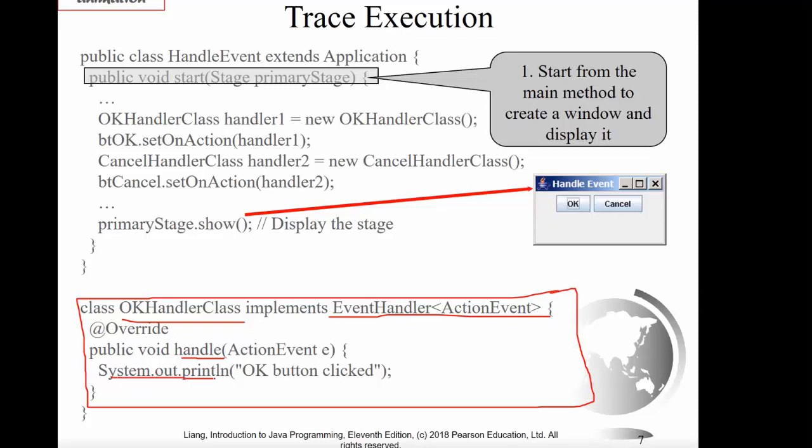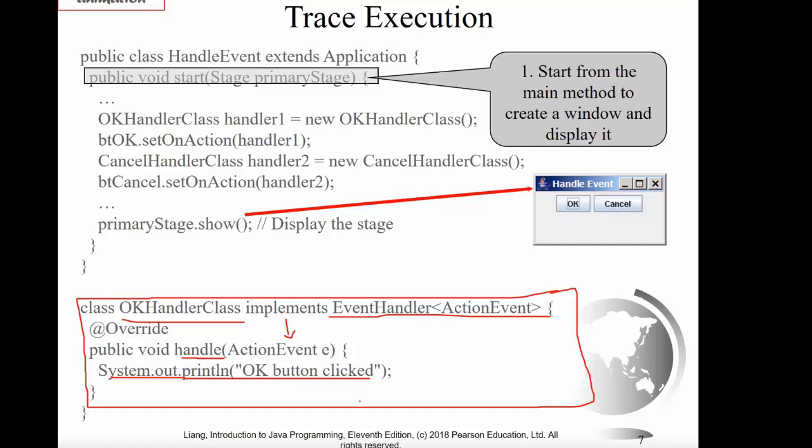In the handle method, you do something. What will the handle method receive? It will receive an event object. Of course, it could be a mouse event, a key event, or an action event, depending on what type of event you are listening to. If you are listening to a key event, you will not respond to the mouse event. If you are listening to a mouse event, you are not processing key events or action events.